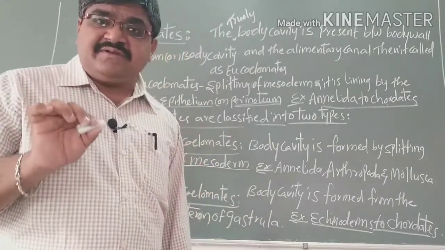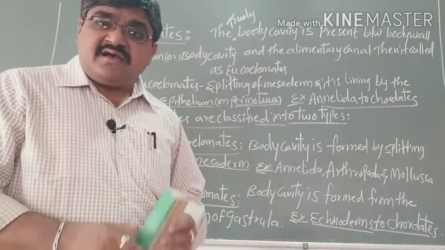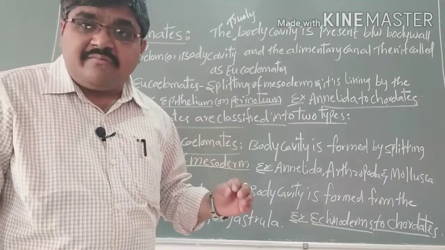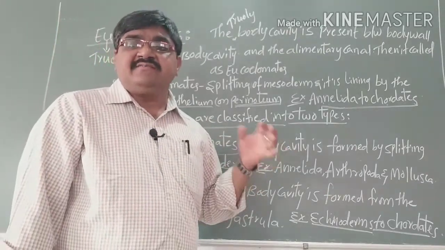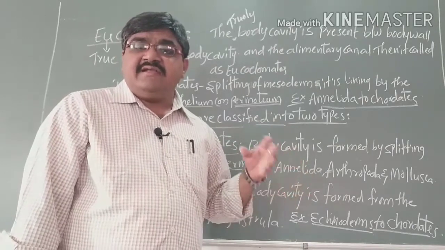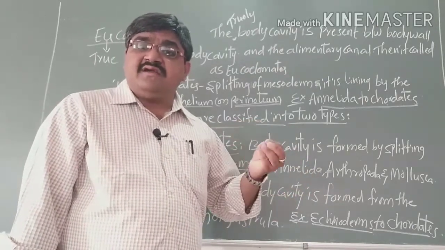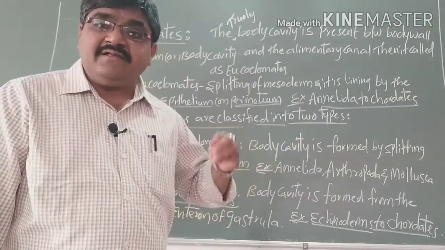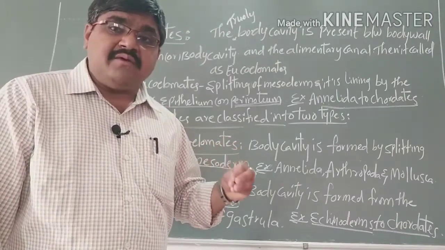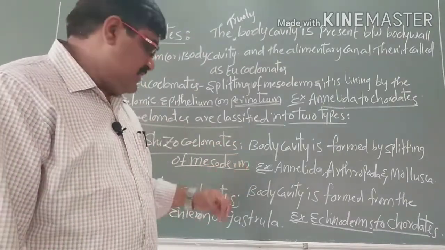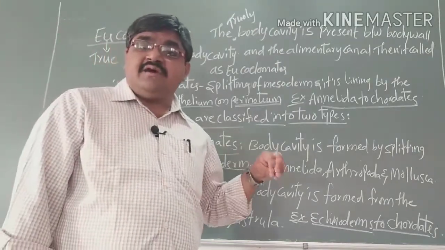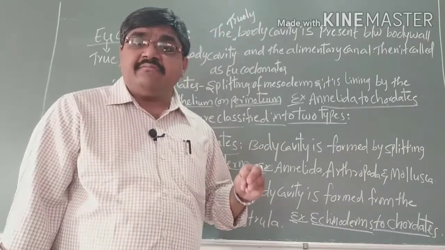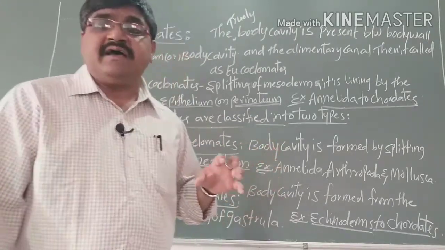Based on the presence of the body cavity or coelom, organisms are classified into three types: acoelomates, pseudocoelomates and eucoelomates. A means absence of the body cavity. The second, pseudocoelomates, look like they have a cavity, but it is not lined by the coelomic epithelium, so it looks like a coelom but is not a true body cavity. So we can call them false coelomates.